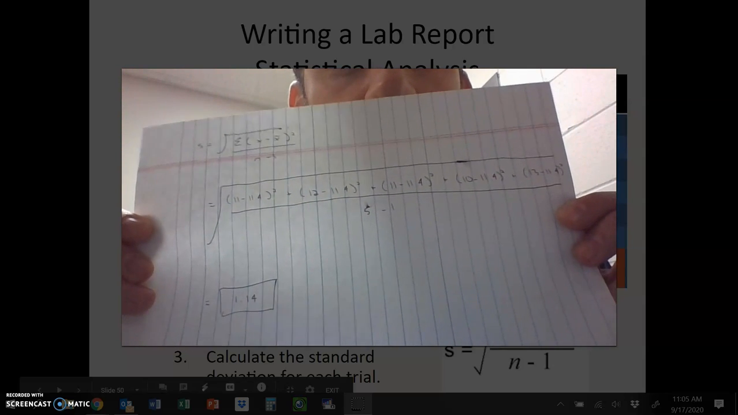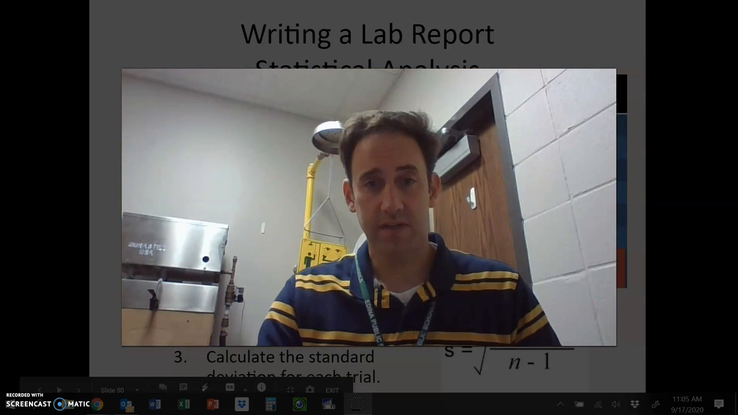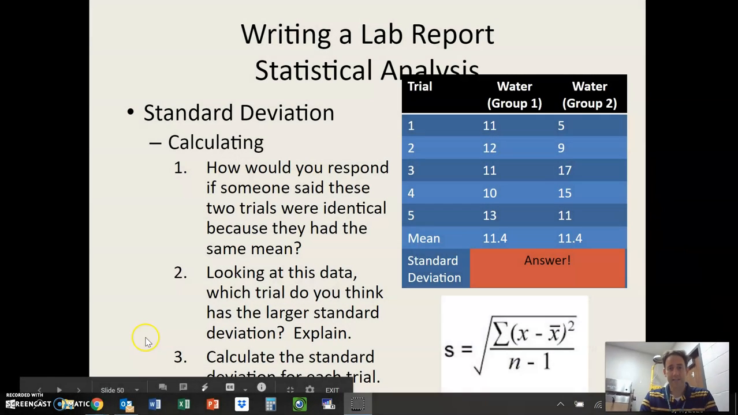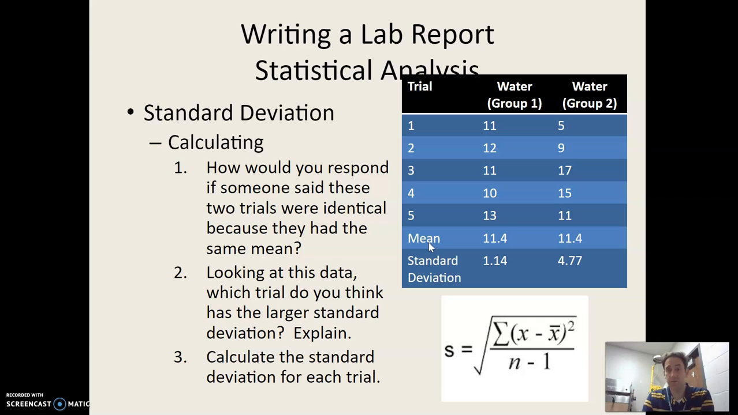So if you calculate that, hopefully you were able to get 1.14. Make sure you can punch it into your calculator to get the right answer. And then if you did the second set of data, which I would encourage you to do, you should get 4.77. So again, even though the means are identical, this standard deviation term is now telling us more information. It's telling us that this has a wider spread.